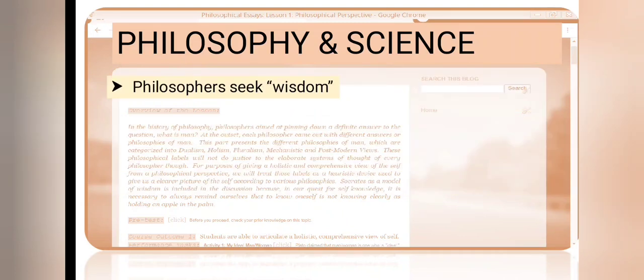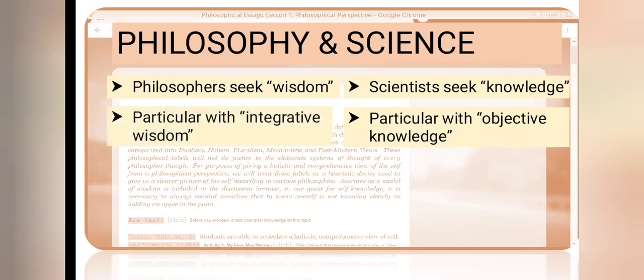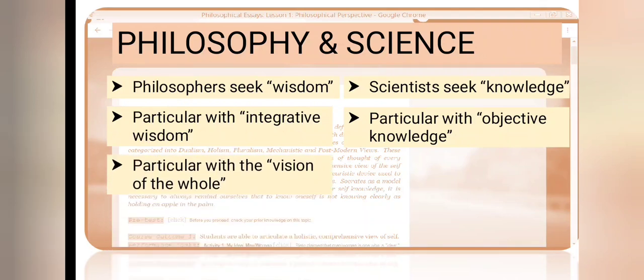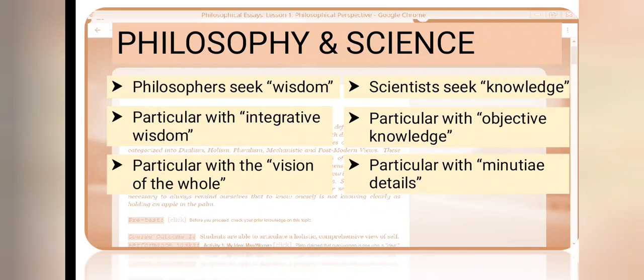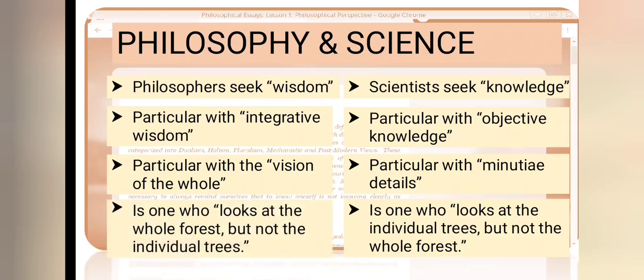Let me give you some points of difference between philosophy and science. Philosophers seek wisdom. Scientists, on the other hand, seek knowledge. And scientists are very particular with objective knowledge, but philosophers are particular with integrative wisdom. Meaning, philosophers are particular with the vision of the whole, whereas scientists are particular with minute details. A scientist is one who looks at the individual trees but not the whole forest. But a philosopher is one who looks at the whole forest but not the individual trees.